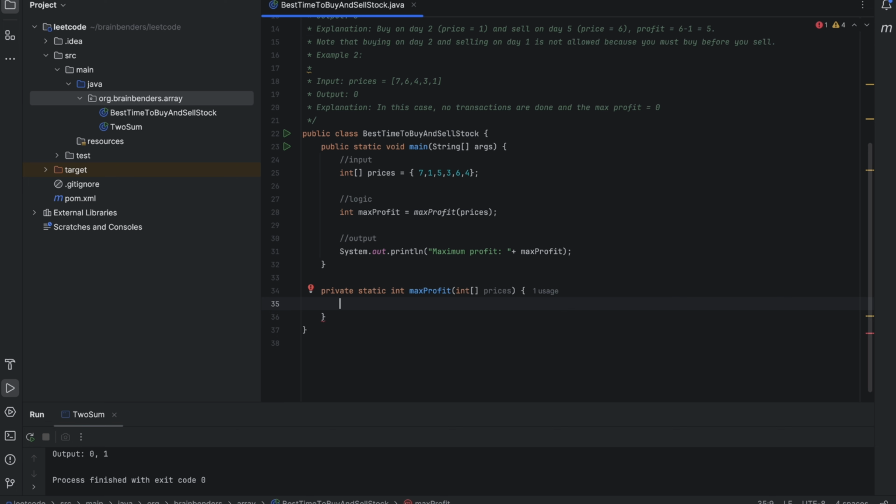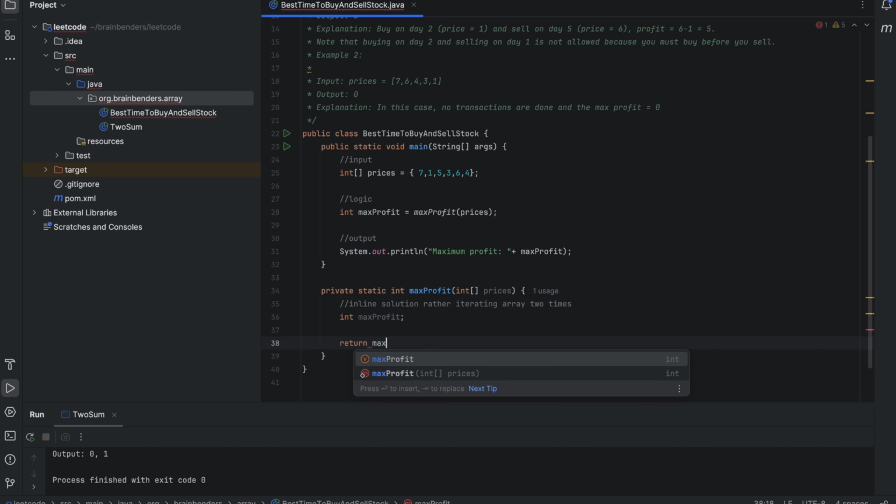As I said, you just create two variables, min price and max price, and then iterate the array two times, finding the minimum price and maximum price, and subtract, and then return the max profit. It's the easiest way. But I'll try to do an inline solution, rather than iterating the array two times. All right, so what do we have to return? Let's say max profit.